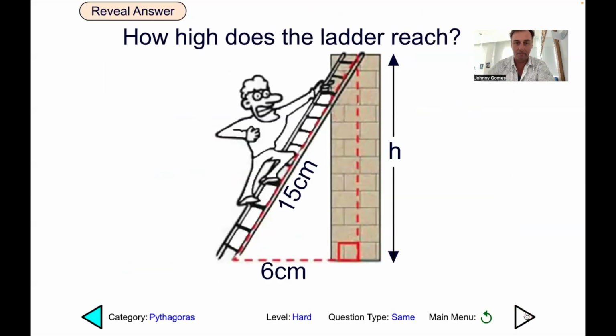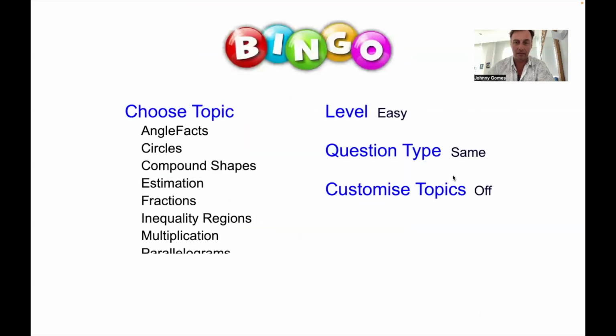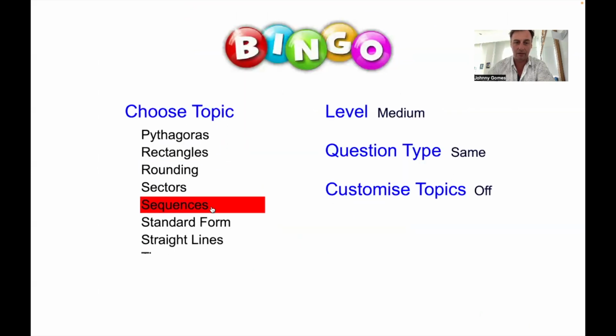Game 6. Okay, so now we've got a ladder problem. How high does the ladder go? Game 7.